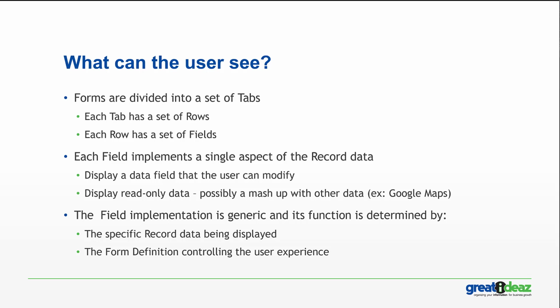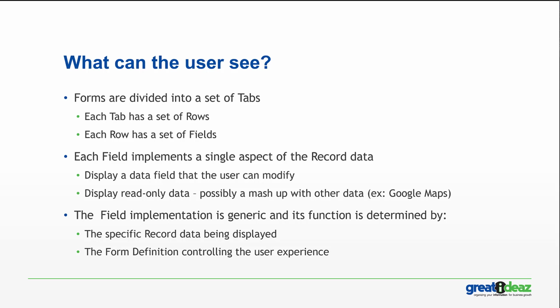So as we've just looked at in terms of what the user can see, just summarizing quickly again, forms are divided into a set of tabs. Each tab has a set of rows, each row has a set of fields. Each of the rows, fields, and tabs has a set of permissions that determine whether the user can even see the tab, row, or field, and in the case of fields, whether the user is allowed to edit the field information or interact with the field information or not. And essentially, each field is going to implement a single aspect of the user experience for the record data. So I'm going to display this numeric value. I'm going to display this document.